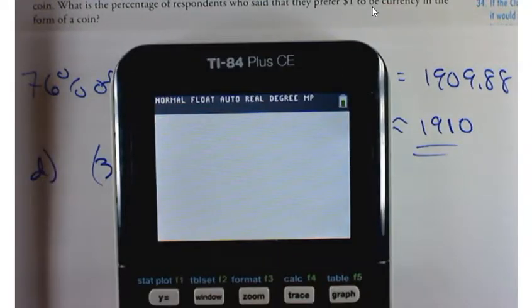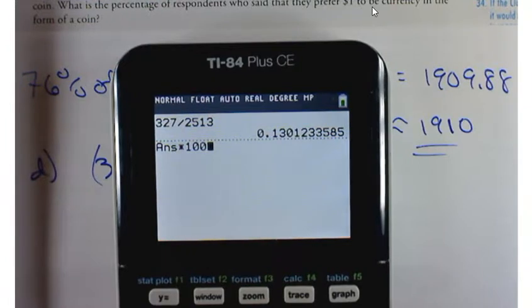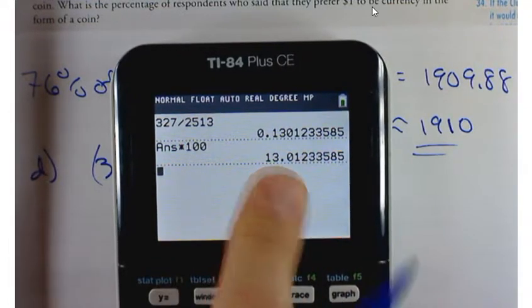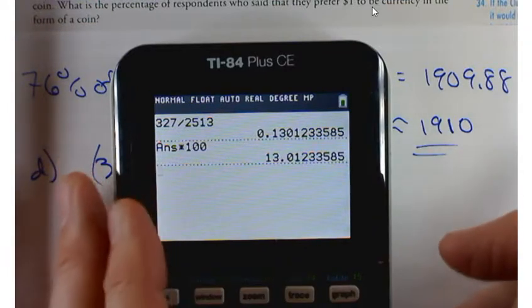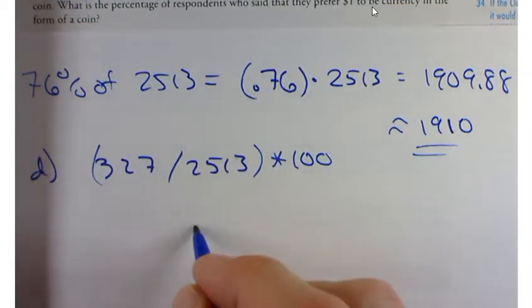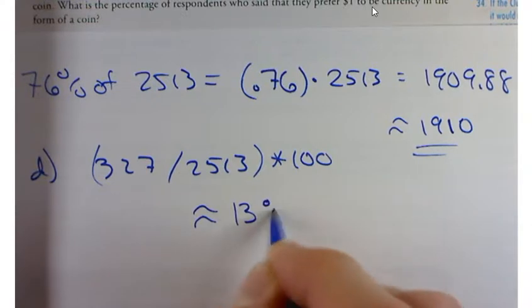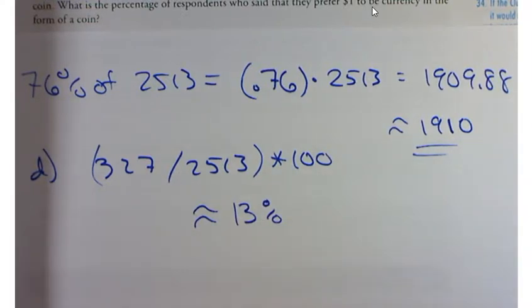So 327 divided by 2513 times 100. Rounding it to the nearest percentage, it'd be about 13%. About 13% of people want a coin for the dollar as opposed to paper.